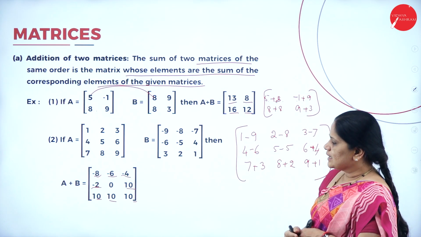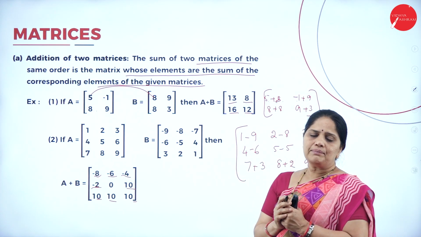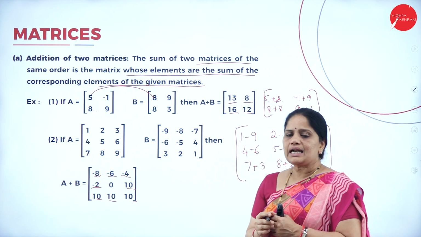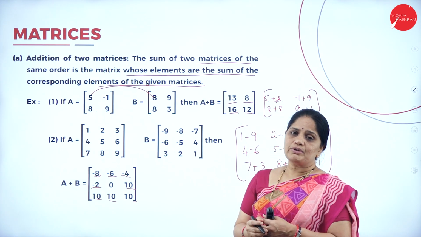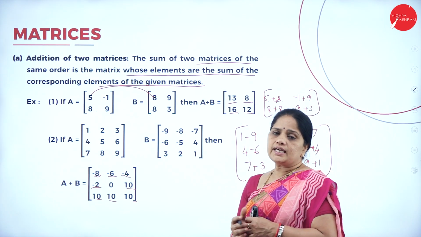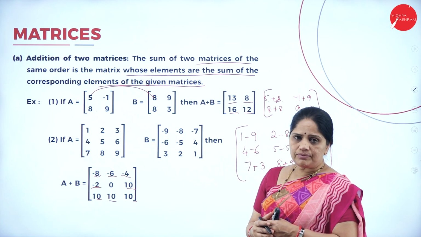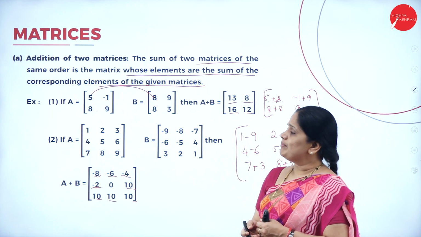If we can see here, we add the corresponding elements of the matrix, and the main condition is both the matrices should be of the same order. Only then can we have addition of matrices or subtraction of matrices.